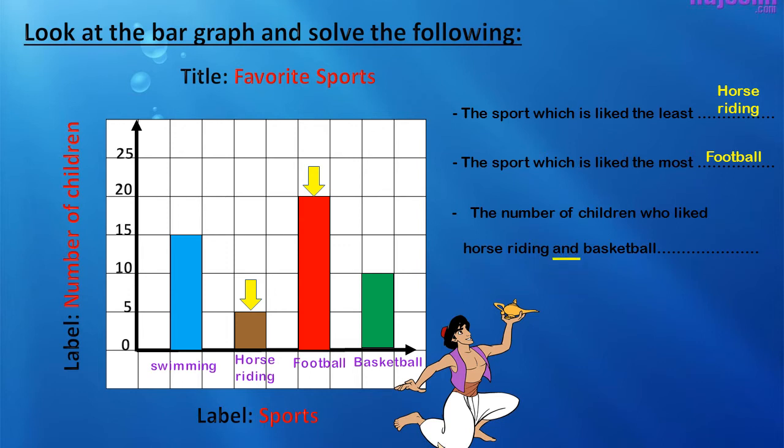And we know from the first primary that the word and means plus. So we're going to add two numbers together. The number of the children who prefer horse riding and the number of the children who prefer basketball. So I have here in horse riding 5 plus what in basketball? 10. So 5 plus 10 equals 15. Clear? Yes.